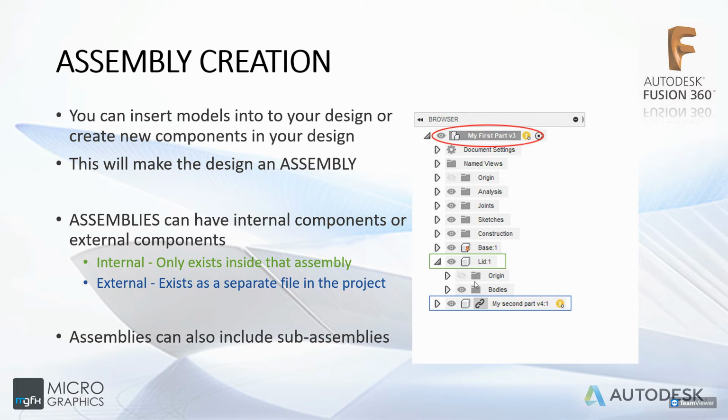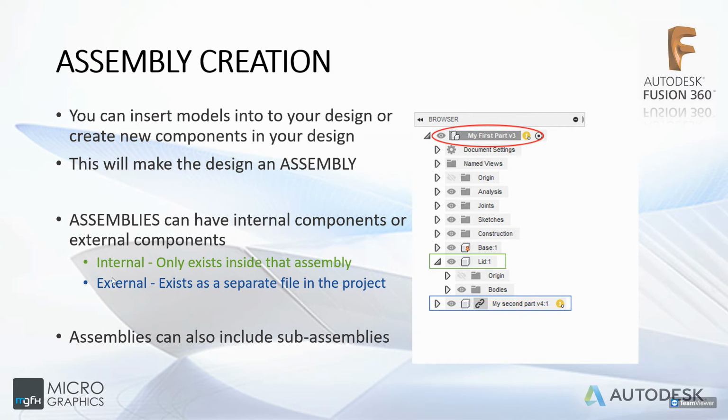Assemblies, okay, this is an important point. Assemblies can have internal components or external components. I've highlighted them in green and blue here, and I've put a little square around an example of each. An internal component only exists inside that assembly. For example, lead here only exists inside my first part assembly. You won't really find it externally where you can use lead in another design.